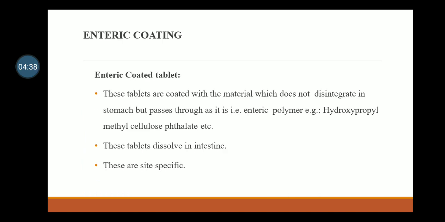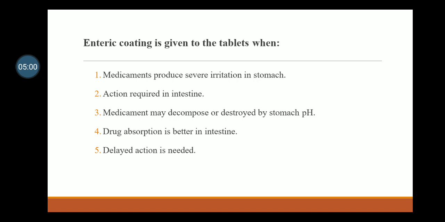Enteric coating. Enteric coated tablets. These tablets are coated with a material which does not disintegrate in the stomach but passes through as it is an enteric polymer, for example, hydroxypropyl methyl cellulose phthalate, etc. These tablets dissolve in the intestine. These are site specific. Enteric coating is given to tablets when medicaments produce severe irritation in the stomach, action is required in the intestine, the medicament may decompose or be destroyed by stomach pH, drug absorption is better in the intestine, or delayed action is needed.